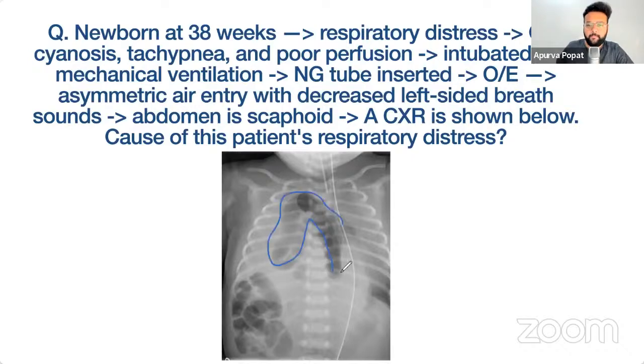What is this? Air. What are these? Abdomen is scaphoid, so probably the abdominal content has protruded into the thorax. So there is one membrane here which is defective. Because of that defective membrane, all the abdominal contents are protruded into the thorax. What is that membrane which is actually defective in this patient? Hyaline membrane? No.